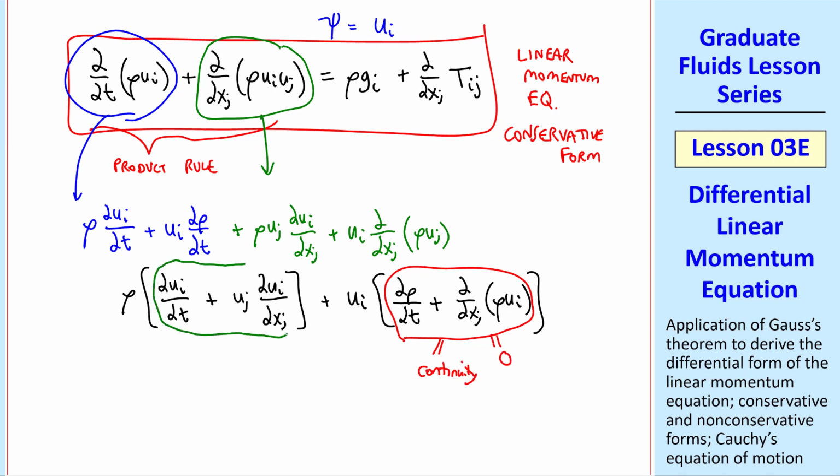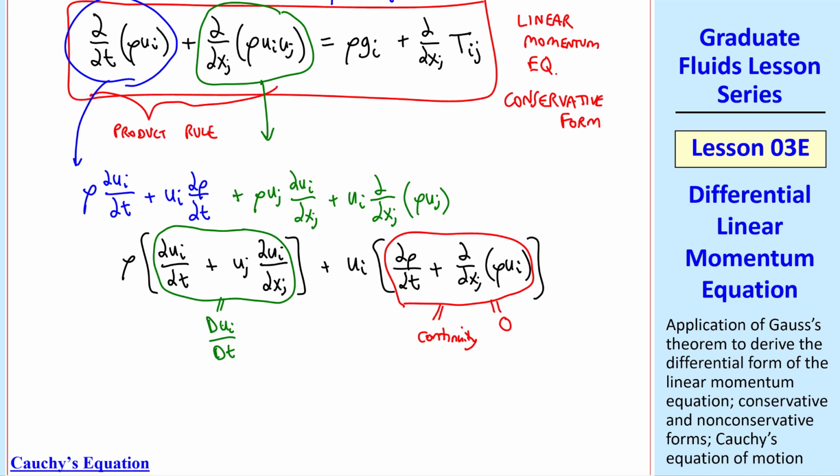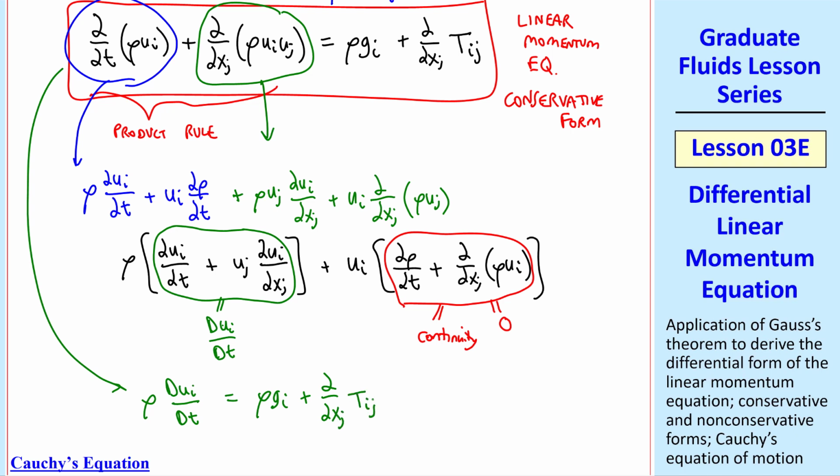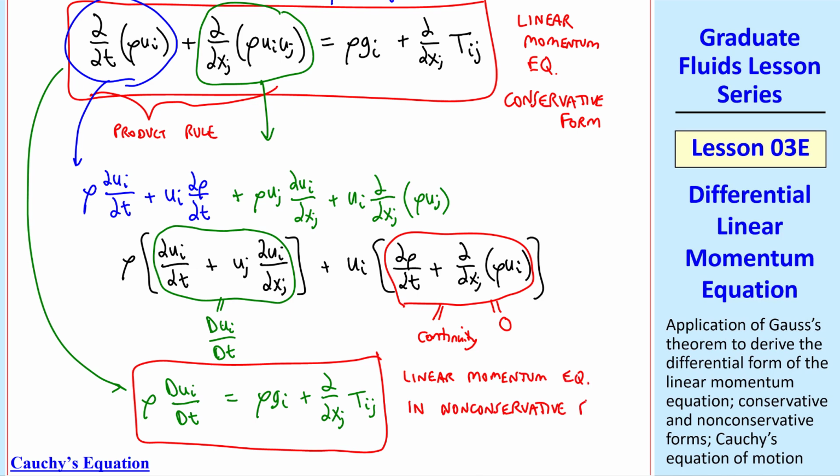We also recognize these two terms as the material derivative. Thus the entire left-hand side becomes rho Dui/Dt, material derivative, and then the terms on the right side remain unchanged. This is thus the linear momentum equation in non-conservative form. These equations are equivalent since all we did was use the product rule and the continuity equation. The difference typically comes when you're doing computational fluid dynamics, where the conservative form is often preferred, but there are cases where this form is more useful.